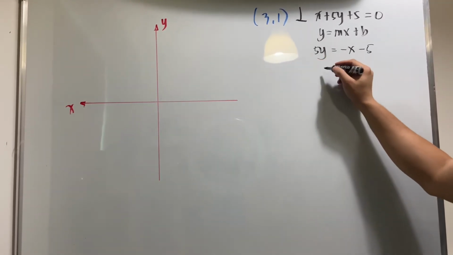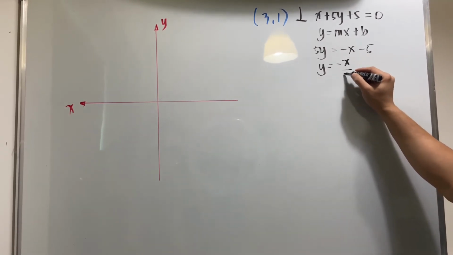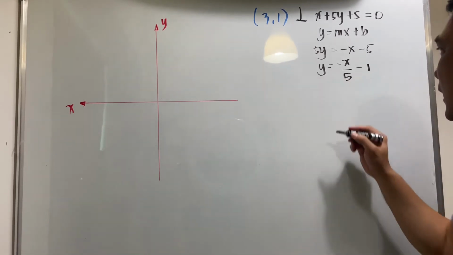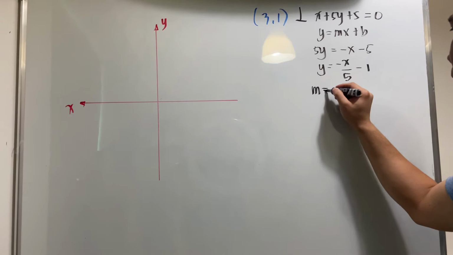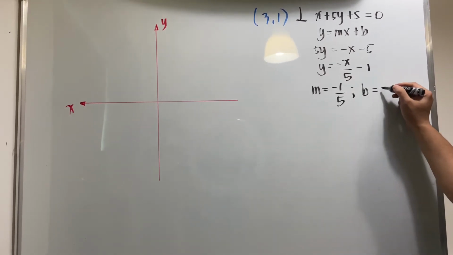So divide all terms by 5. So y is equal now to negative x over 5 minus 1. So in other words, this one has a slope which is equal to negative 1 over 5 and a y-intercept which is negative 1.